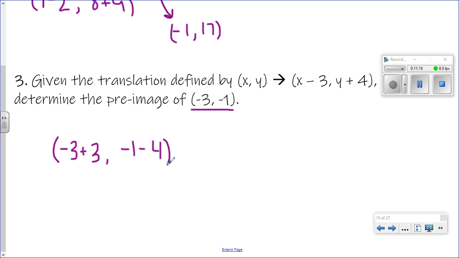And so then we have negative 3 plus 3, which is 0. And then negative 1 minus 4 is negative 5. So that means the pre-image of the point negative 3, negative 1 would be 0, negative 5 if we followed this rule. Okay? And that's the end.